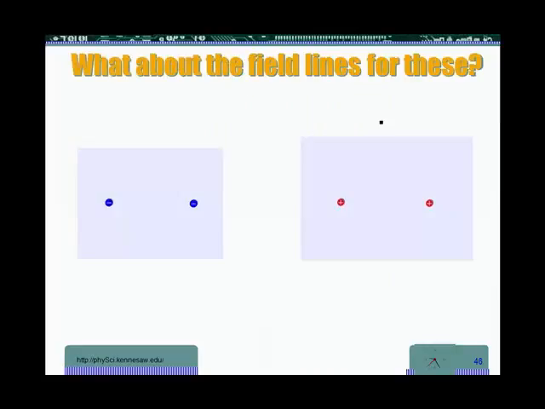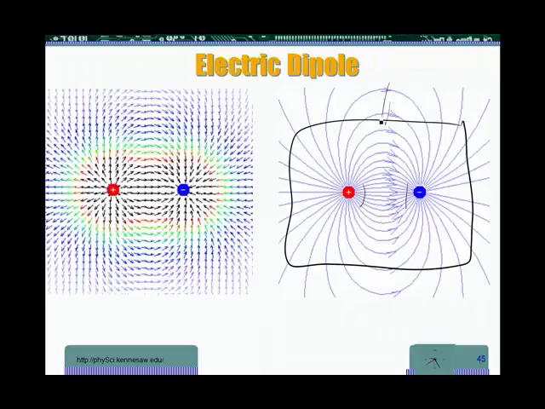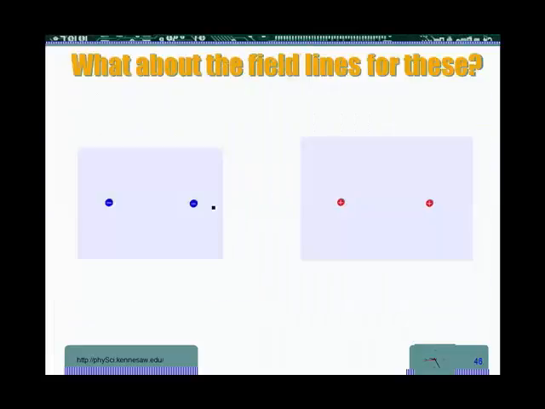Now, we looked at a positive and a negative charge, and this is what we got. What if we have two negative charges or two positive charges? What's going to happen? Remember, for the negative charges the field goes inward, but in a point in between, what's going to happen? The electrical field due to this one is going to be like this. The electrical field due to this one is going to be like this. So they're going to cancel out.